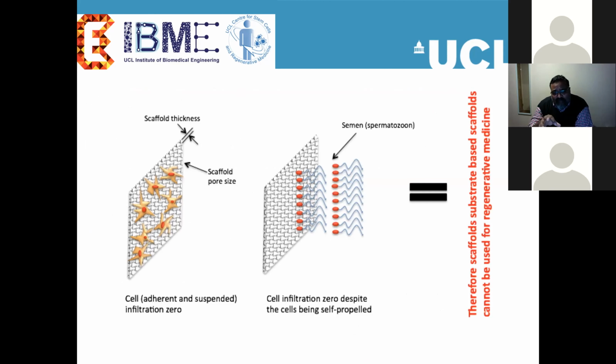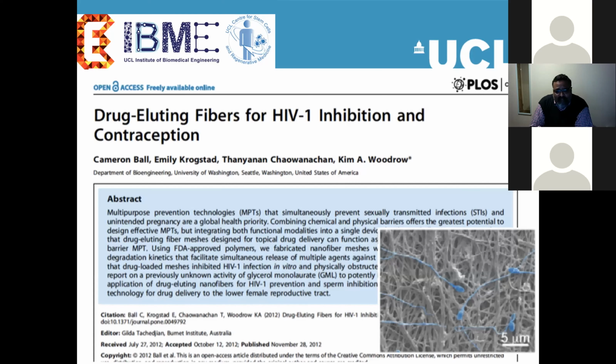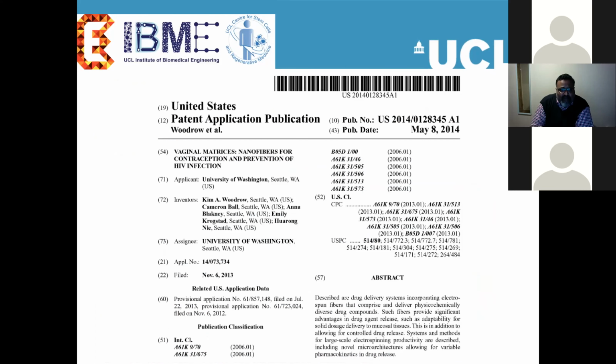And electrospun scaffolds have been used as condoms. A colleague of mine in the US has used them and shown that. And that shows that these electrospun scaffolds form very small pores, and therefore even the smallest self-propelling cell can't go through. If that is an issue, then how can an adherent cell do that? You can see here her articles. She's got many, many articles that she's published. And these are one of her patents. It's Kim Woodrow that you should be looking up.